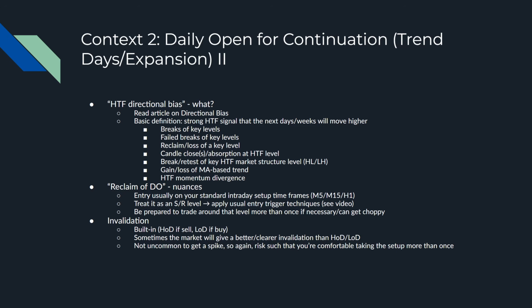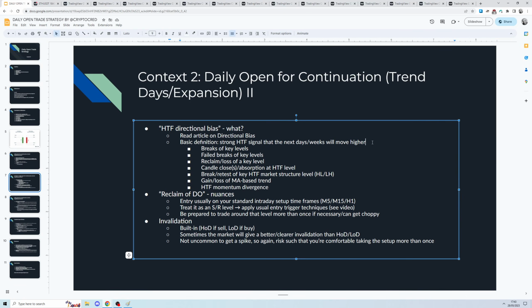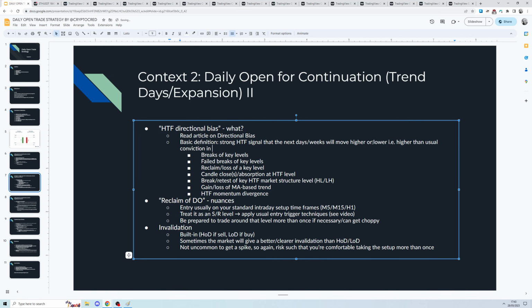But in general, the basic definition is a strong (bracket, high time frame) signal that the next days, weeks, or, if you're using it on a lower time frame basis, sessions will move higher or lower. Higher or lower, right? That is, higher than usual conviction in direction. And what are some examples of that?